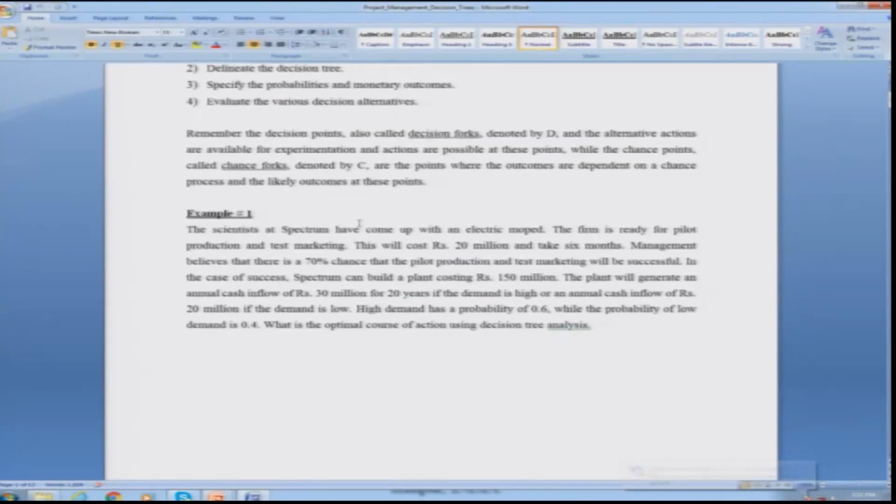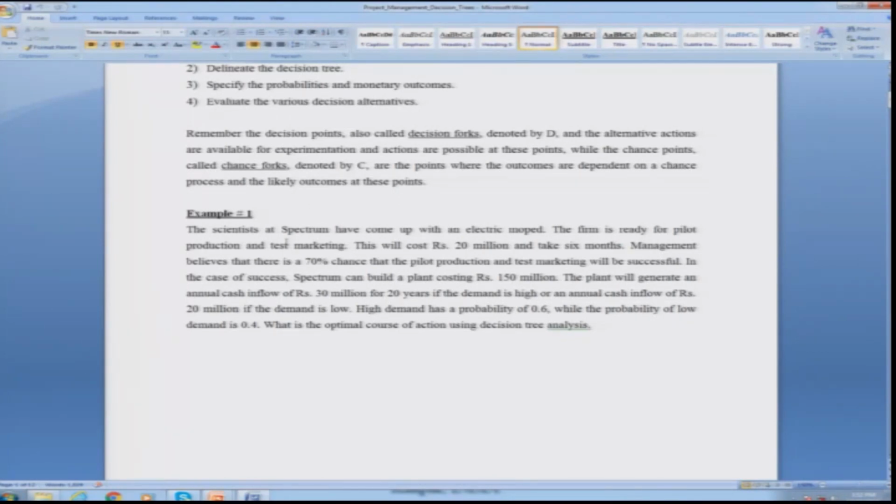Consider this first set of points, which we have already discussed. I will just start right away with the problem. The scientists at Spectrum have come up with an electric moped. The firm is ready for pilot production and test marketing. This will cost about 20 million rupees and take 6 months. Management believes that there is a 70% chance that the pilot production and test marketing will be successful.